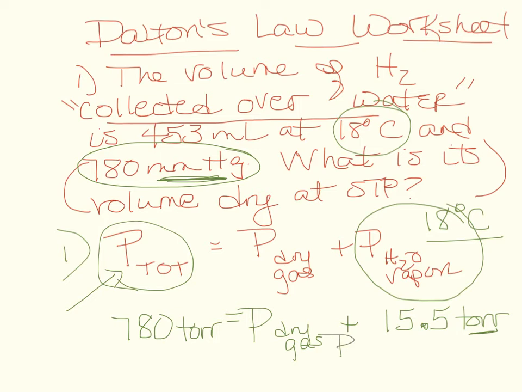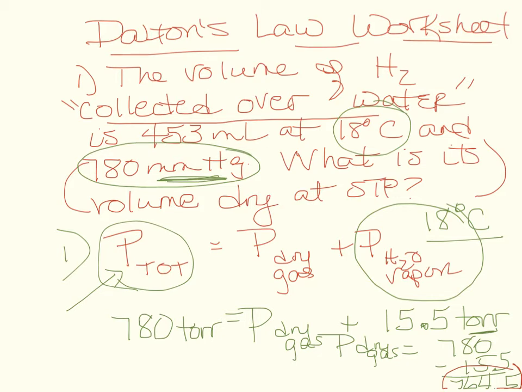Rearrange this equation to solve for the partial pressure of dry gas, and it is then 780 minus 15.5, and that equals 764.5 torr. So now we'll worry about the second part of the problem, but just even being able to do that will probably get you half credit.